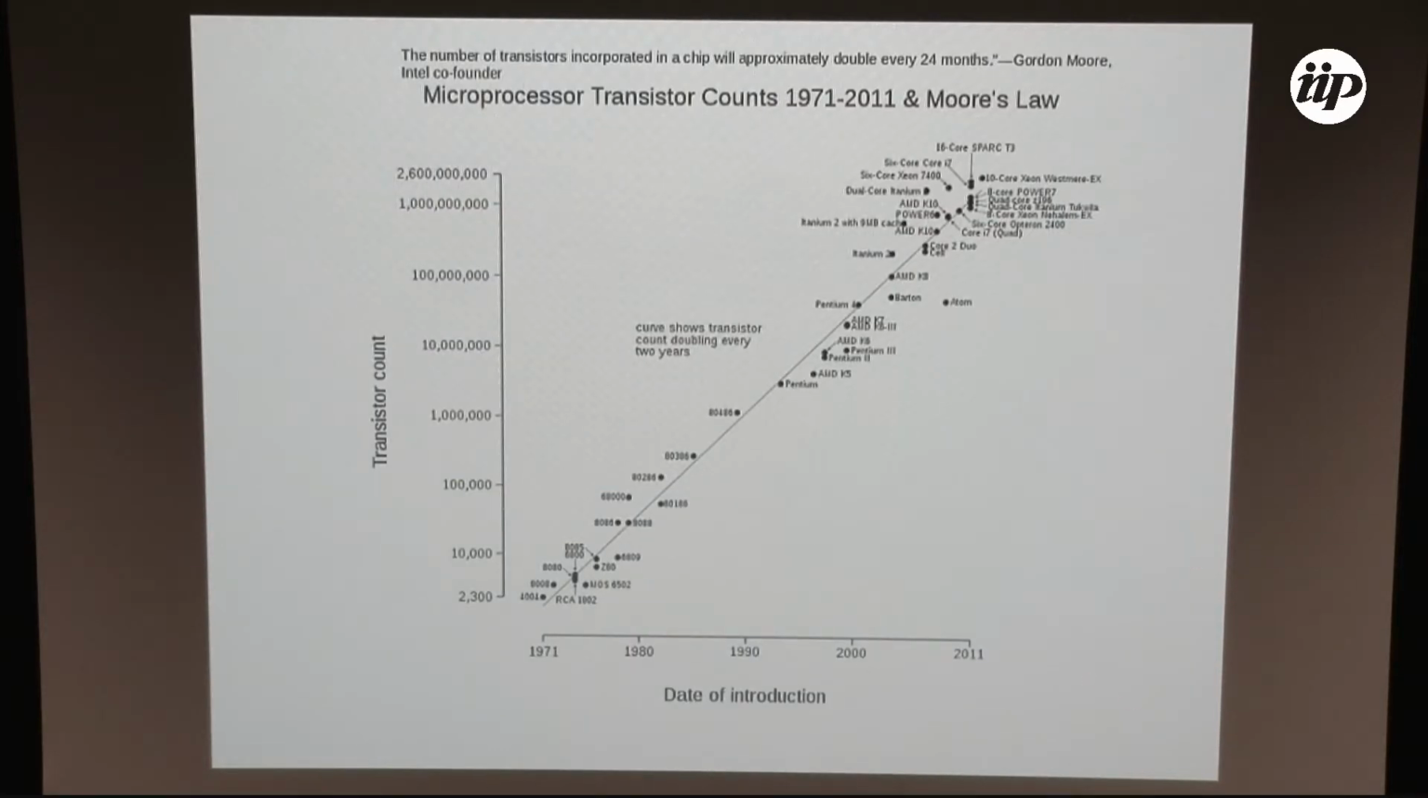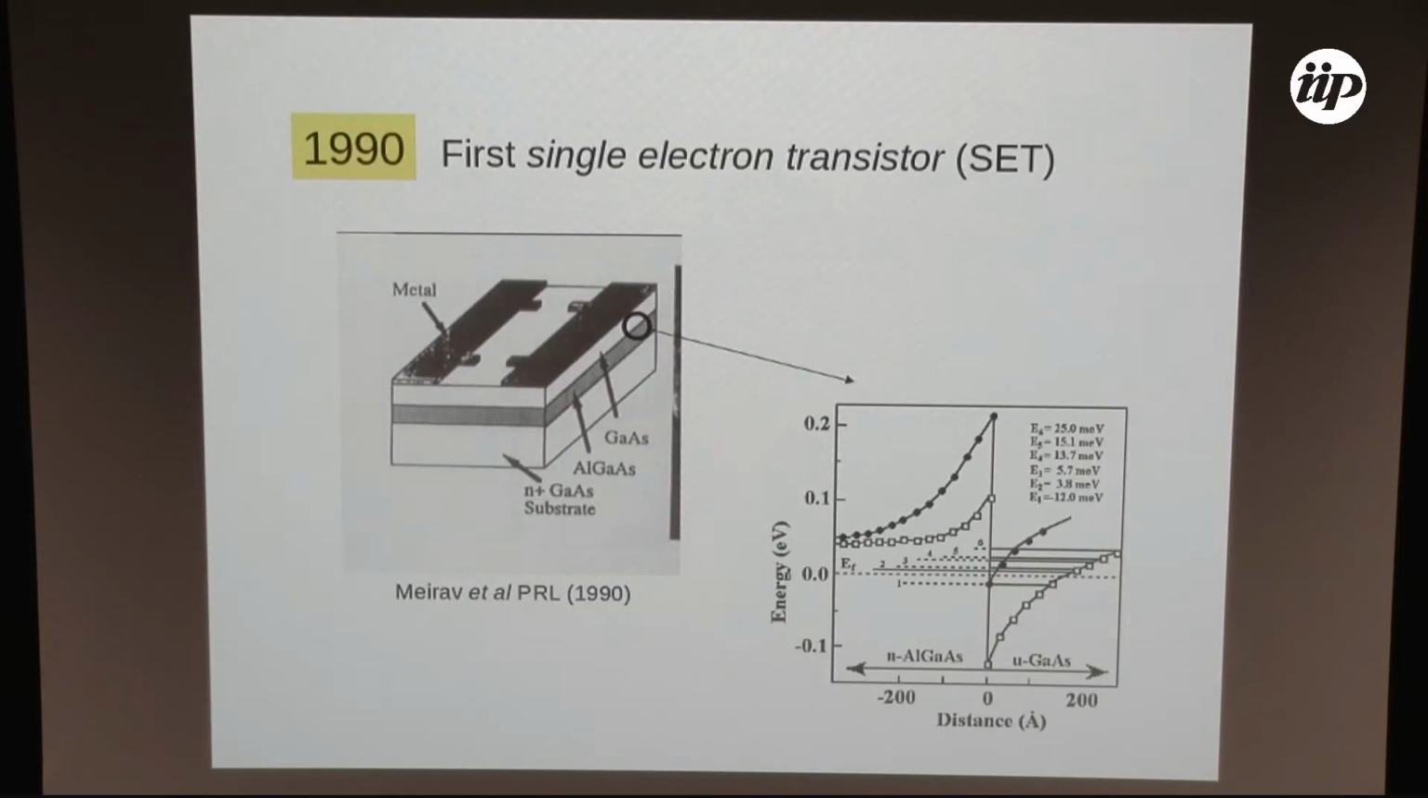This made it possible to keep alive Moore's law that says that the number of transistors incorporated in a chip will approximately double every 24 months. So when you make a plot like that, you see that it has an exponential increase. Okay, so nowadays you have almost 3 billion transistors in a single chip in the computer. So people are growing transistors smaller and smaller every day.